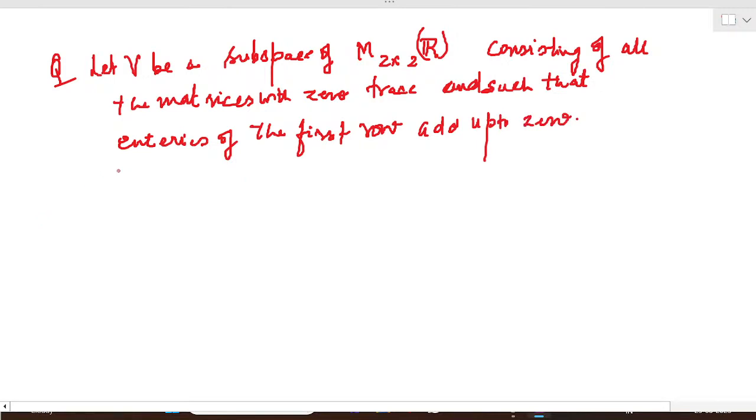Just write one of the bases. Try to write the basis. Okay, thing is that matrices with trace 0 such that the entries of the first row add up to 0. We want to write the basis for this. Just give me a minute. I'm coming back in a minute. Just try to do this.